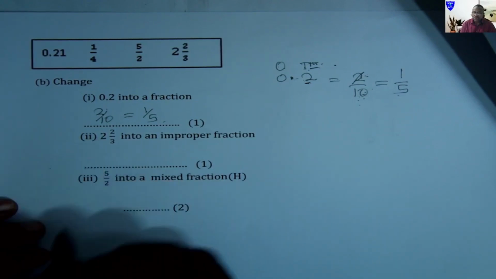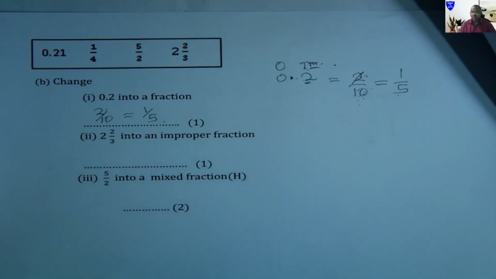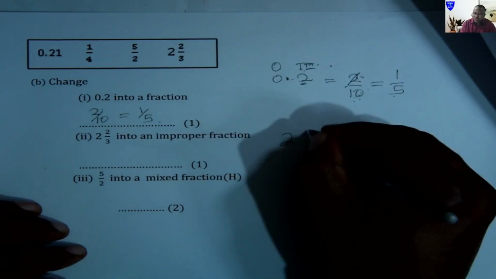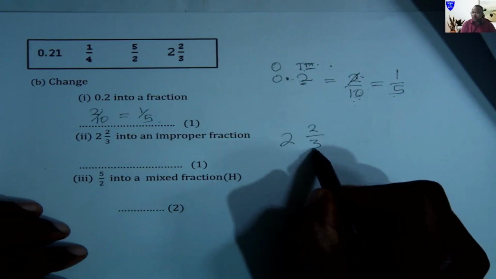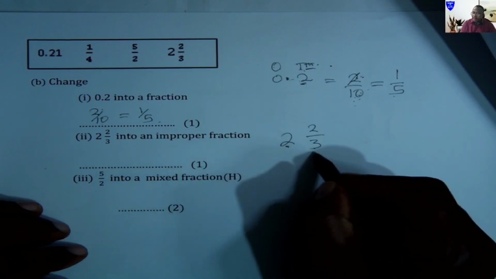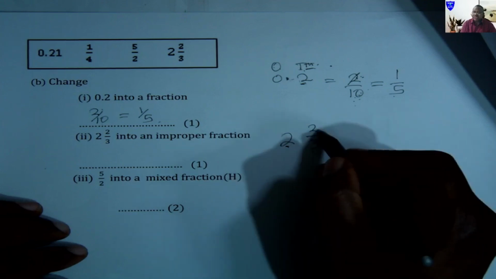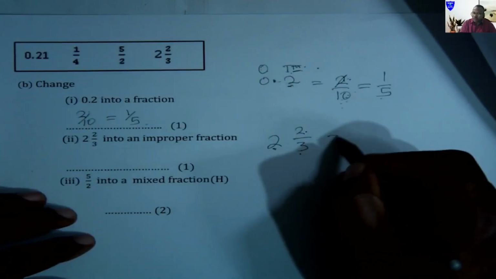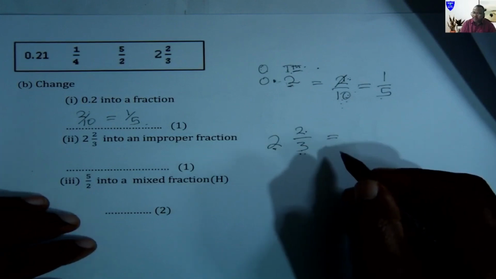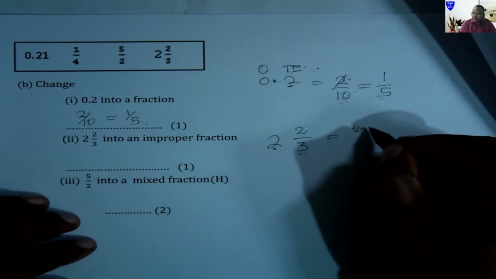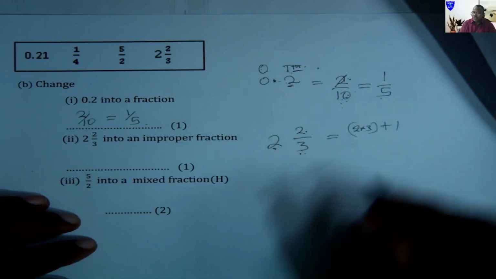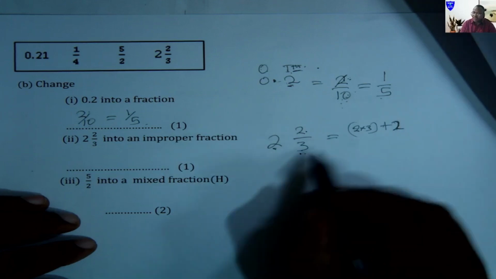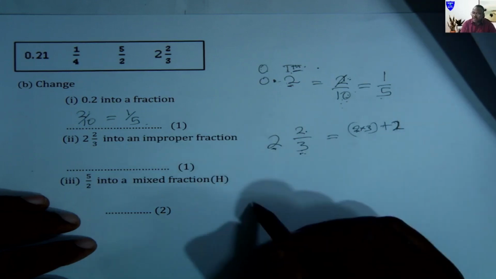Change 2 and 2/3 into an improper fraction. Just like I explained in the example, you've got 2 and 2/3 there. So you will multiply the whole number by the denominator and then add the numerator. So this will simply be 2 times 3 plus 2. Multiplying this 2 times 3, which I've put there in brackets.